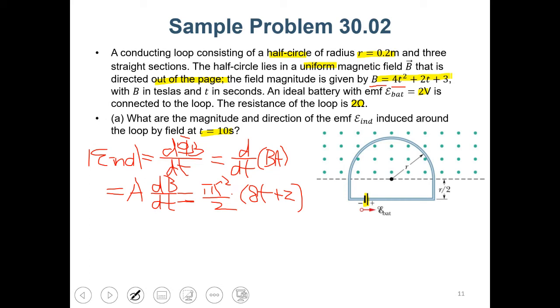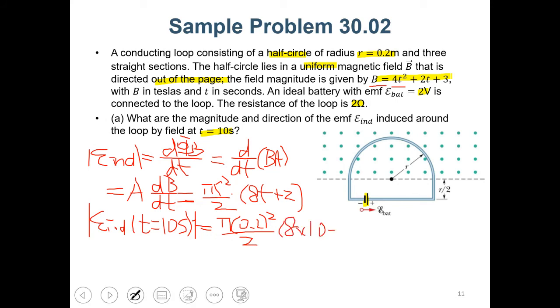So now we consider the EMF at t equals 10 seconds. 10, not nanoseconds. 10 seconds. So we plug in all the values. r is 0.2 squared over 2, and then 8 times 10 plus 2. So this one should be 5.2 volts.